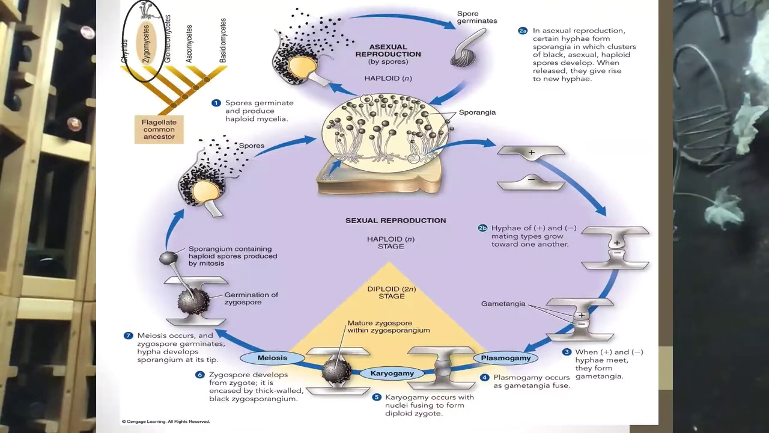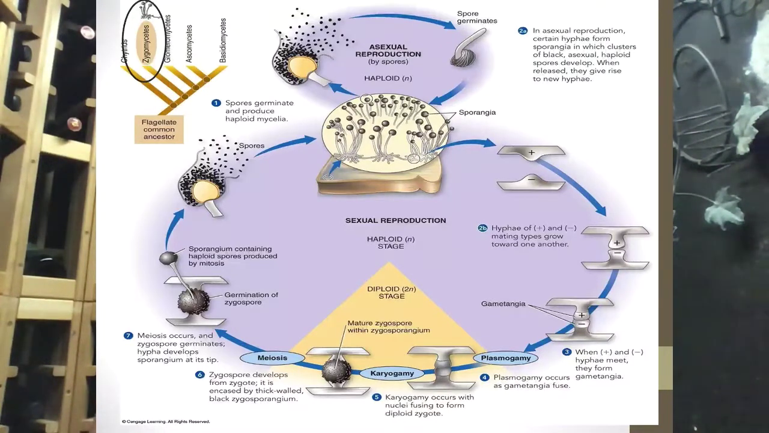So now you see we're moving into that yellow, the N plus N, but we quickly go through karyogamy. So our nuclei are fusing, and now we have a diploid organism. And the zygosporangium keeps developing, so it gets this big black structure is what it looks like. And that's got maturing zygospores inside of there.